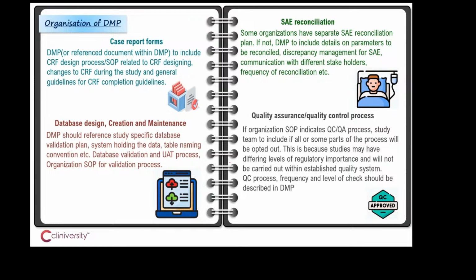The specific area that can be demonstrated or elaborated within the DMP, or there could be links that can be provided to these elaborations. Okay, so there would be a separate CRF design document maybe, and the link can be added to the DMP. And these documents or the DMP would basically have details such as CRF designing process.